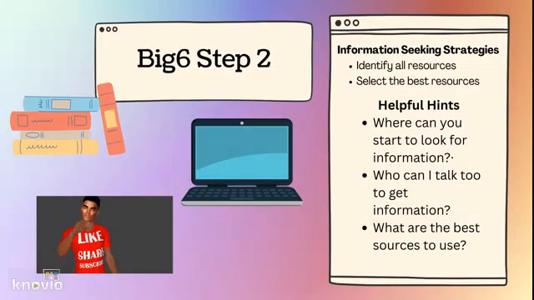Okay, so Big 6 step 2 is called information seeking strategies. So you're going to identify all resources and select the best resources. So in other words, are you going to find this in a book, an encyclopedia, the databases that we have here, like Gale and Context in the library? Like, where can you find the information? So you're not looking for the information. You're just looking for where you might find that information.